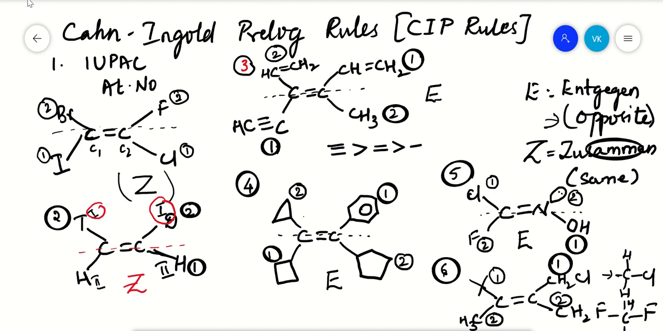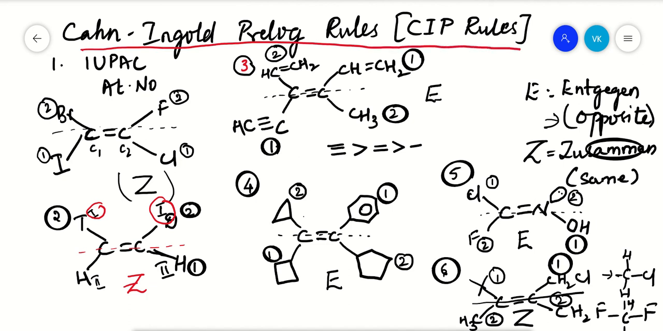So here, when you cut your molecule into two equal halves again, the higher priority groups are on the same side. So we call this as having a Z configuration. So there are 6 rules to determine your EZ configuration under the Cahn-Ingold-Prelog rules. So these are your Cahn-Ingold-Prelog rules, 6 rules that are present.